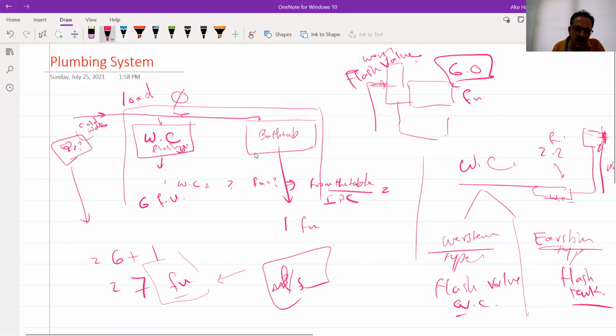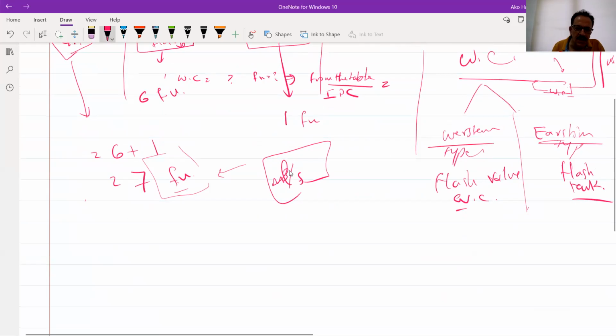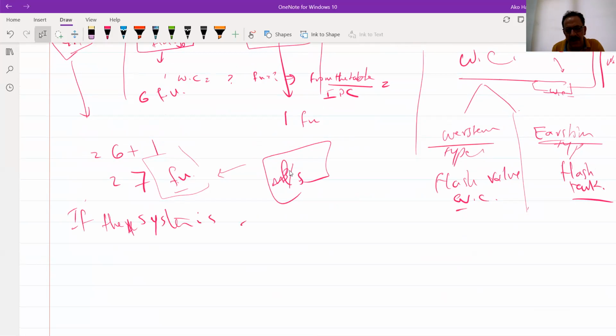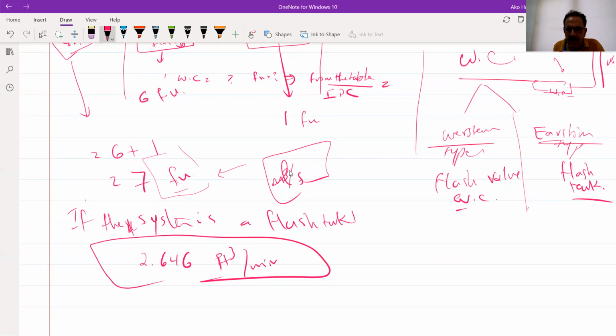Then, be careful, in case the system is a flash tank, it means that we have it in the compounds and in the apartments, so you have to use 2.646 feet cube per minute. I think this is from the table of the loads.